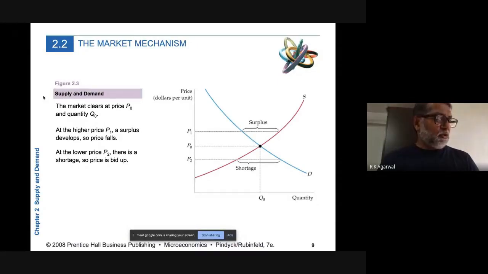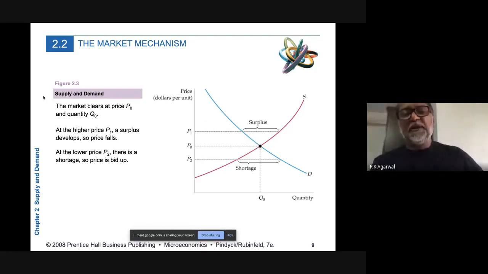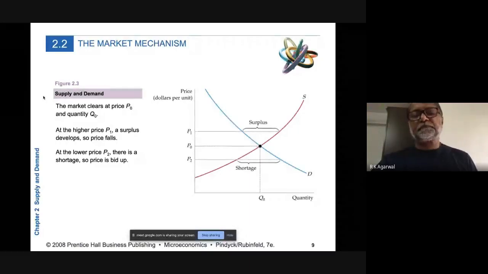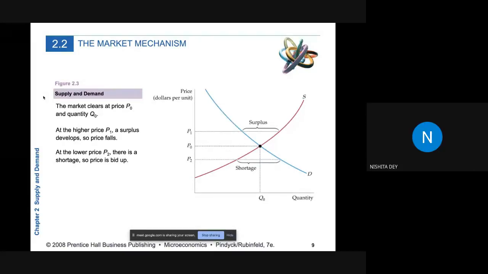So you have a demand curve and you have a supply curve, and these two curves intersect at this point. What does the intersection of the two curves indicate? Any idea? Market equilibrium. Sir, market equilibrium. Couldn't get you. Sir, optimum supply. So, market equilibrium.